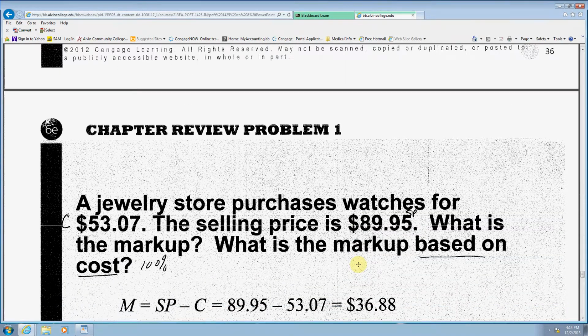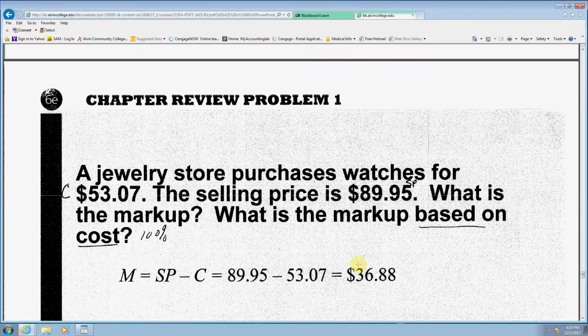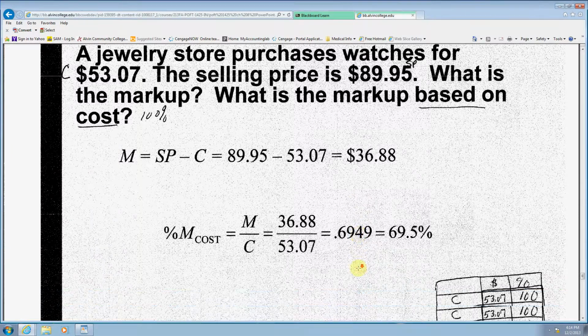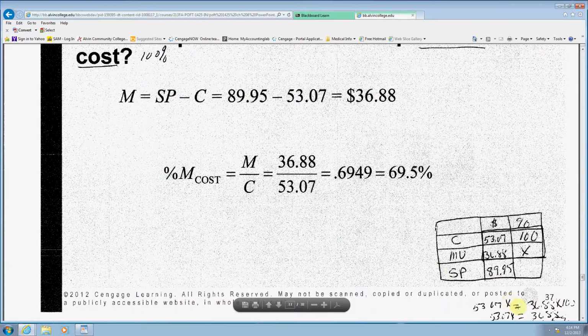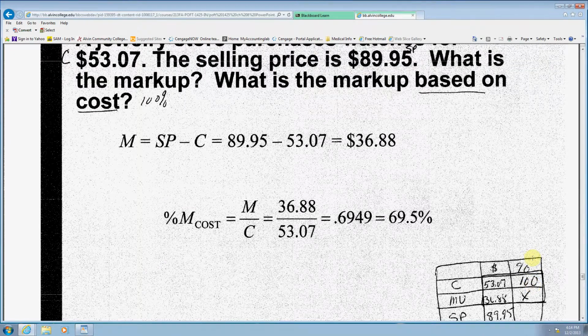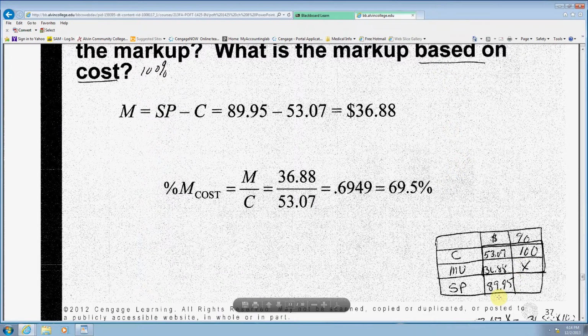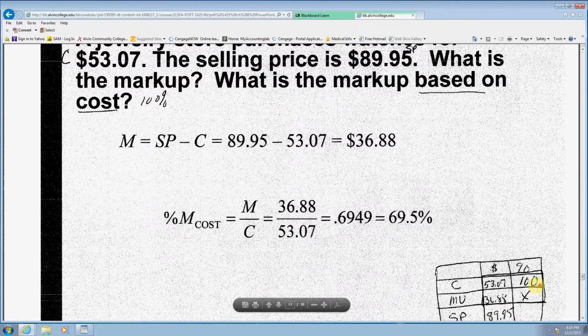Okay, these are the review problems. A jewelry store purchases watches for $53.07. The selling price is $89.95. That's our selling price. What is the markup, and what is the markup based on cost? So we can use our square again. We know our cost is $53.07, and that's based on 100%. We know that the selling price is $89.95. We're trying to solve for the markup.